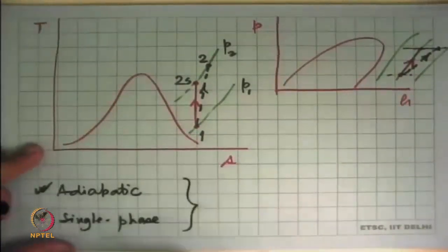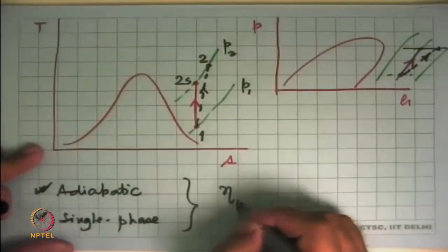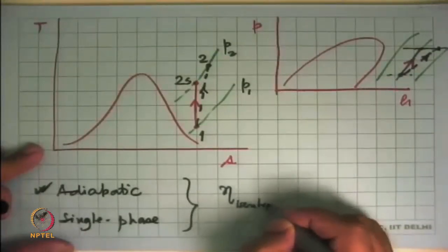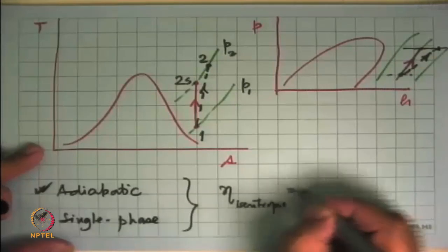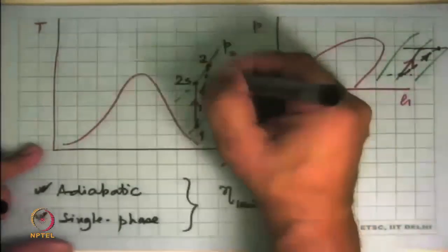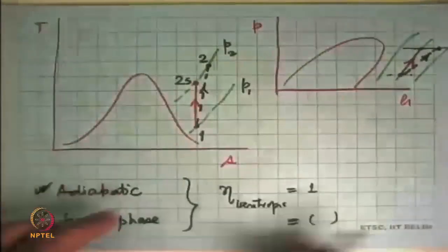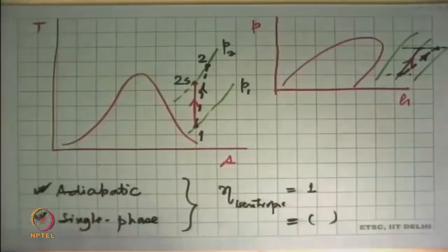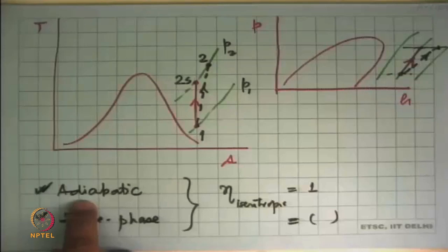So if nothing is said, we say that isentropic efficiency is equal to 1. If the value is given, then we know that we need to calculate one of these 2 points from the isentropic efficiency. So those are the important things about fans, compressors and blowers, that we take that these are adiabatic.